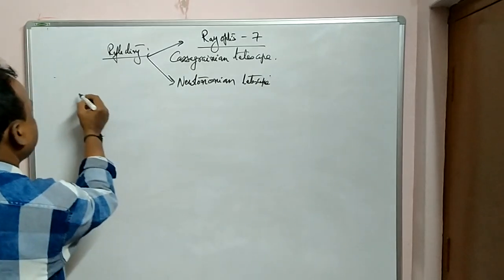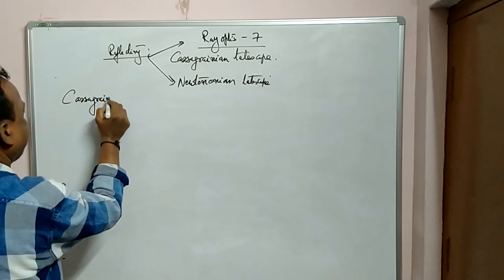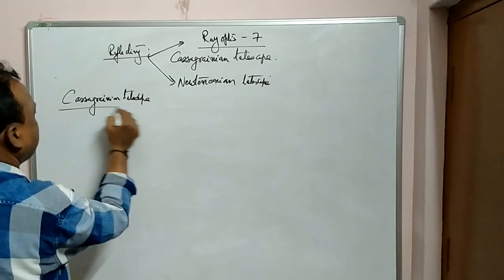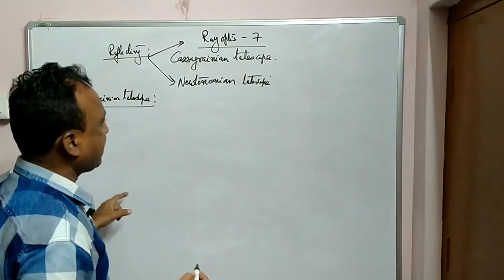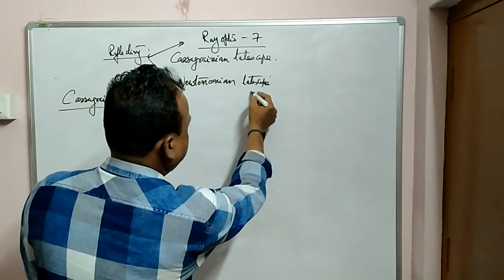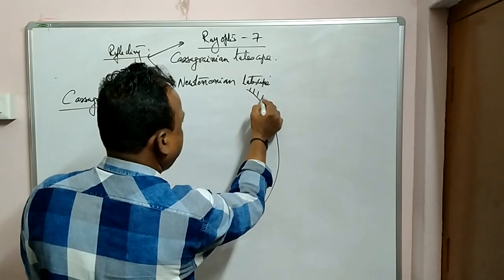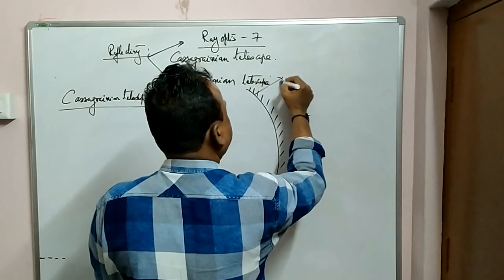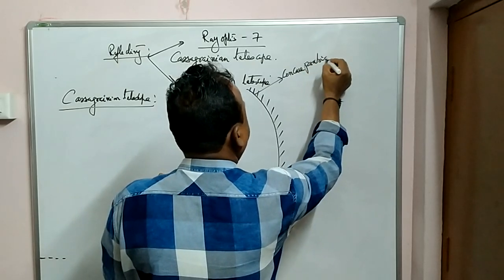First, the Cassegrainian or Cassegrain telescope. This was invented by a scientist named Cassegrain. In the Cassegrainian, he has taken one concave paraboloidal mirror.